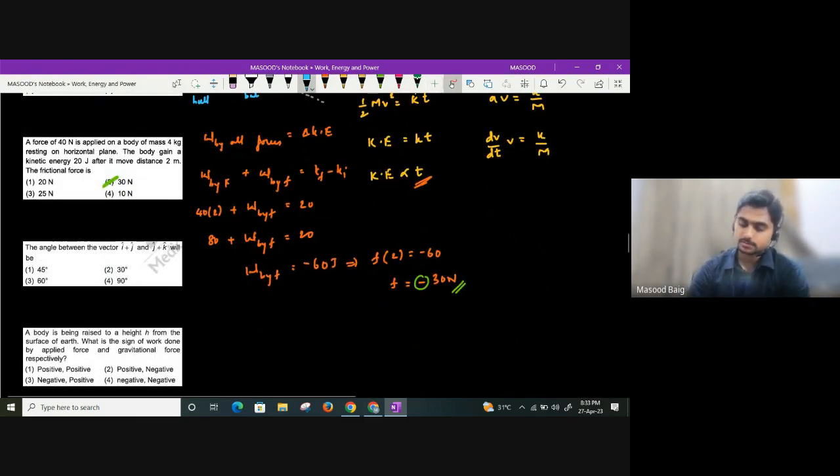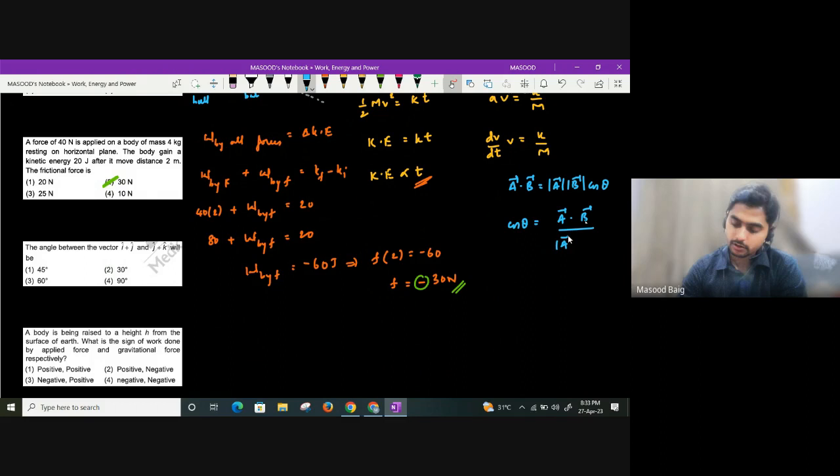Next question, let us see. Angle between i cap plus j cap and j cap plus k cap will be. How do you find angle, beta? We know dot product of two vectors is given as magnitude of A, magnitude of B, cos theta. So what will cos theta formula be? A bar dot B bar divided by magnitude of A, magnitude of B. Yes or no?